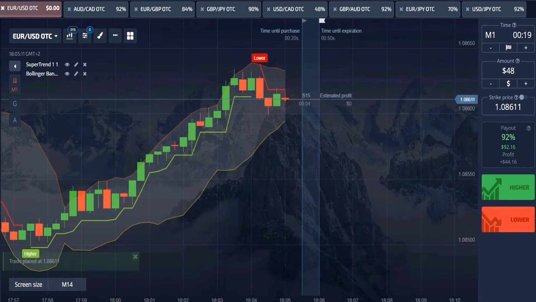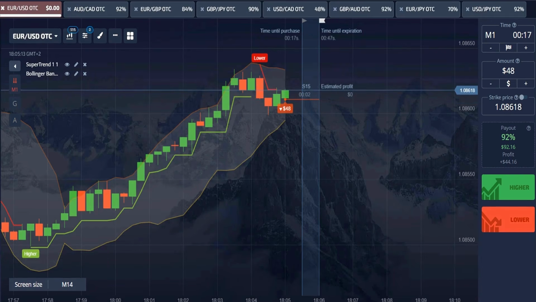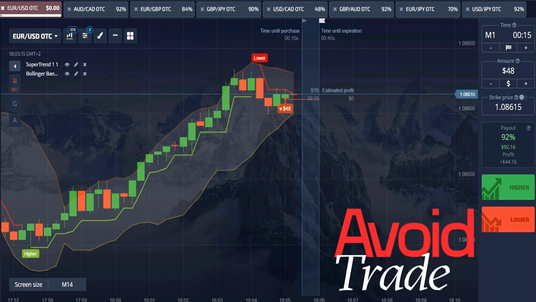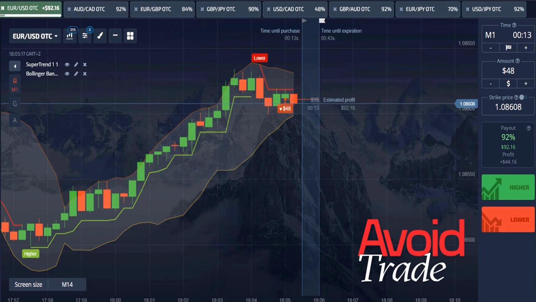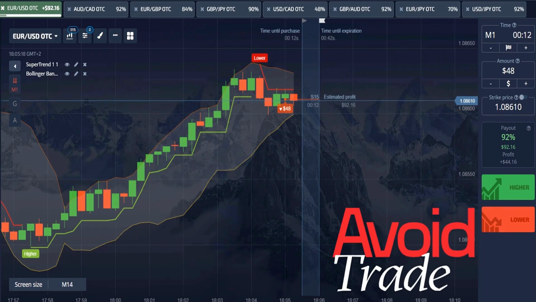Now, let's move to the next live example and repeat the same process step by step. In this example, a sell trade was taken, but it is very important to understand that this setup is not valid according to our trading rules.